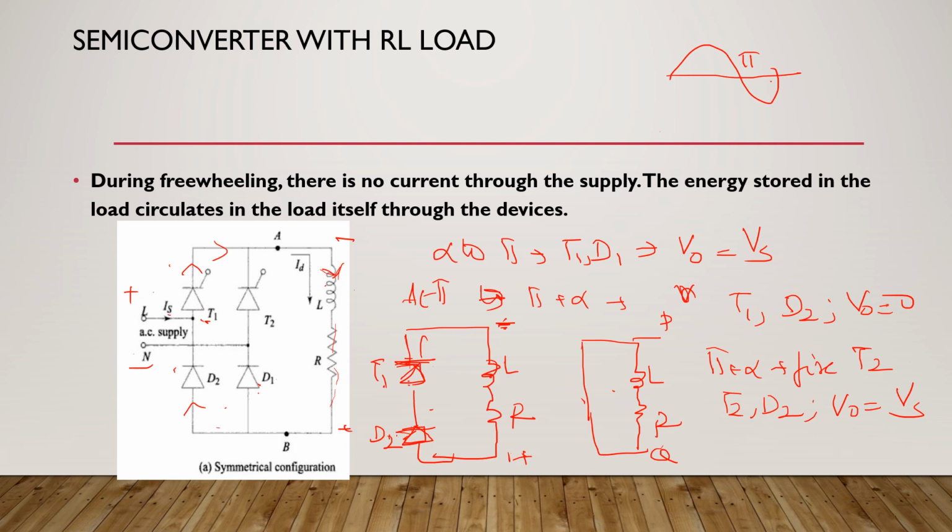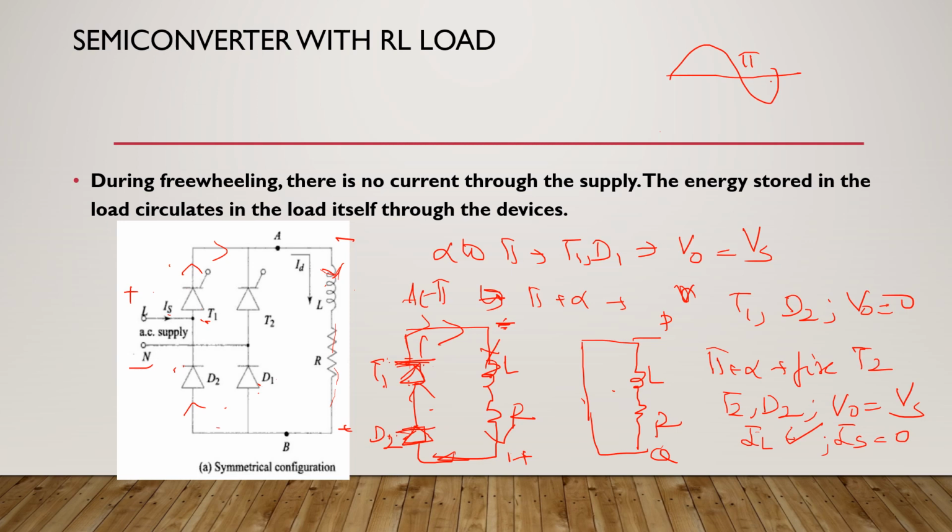T1 is forward biased and it will remain in conduction. So the current through the load is going to circulate through these devices like this. At this time, the supply is not connected, or we can say the supply current is equal to 0. There is load current, IL, but IS is equal to 0. So the supply current is off during the freewheeling period.